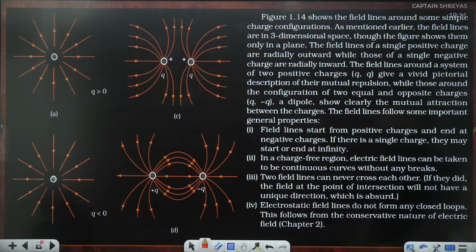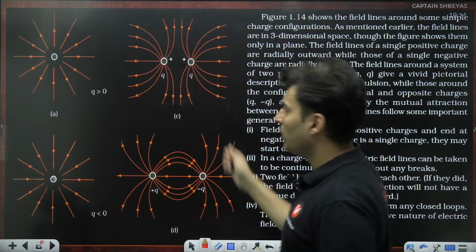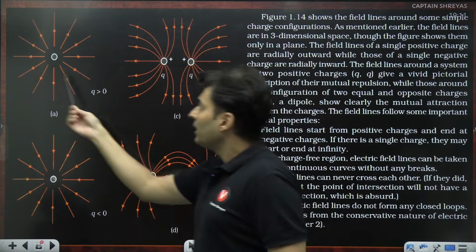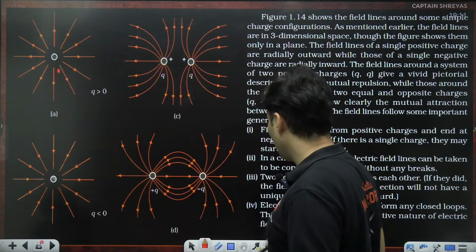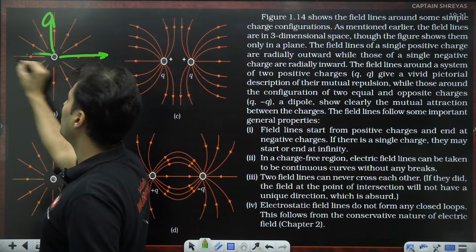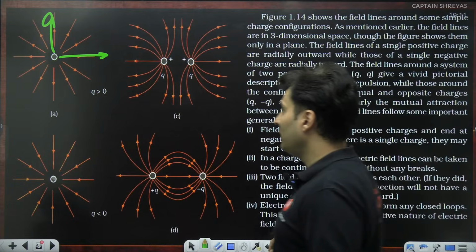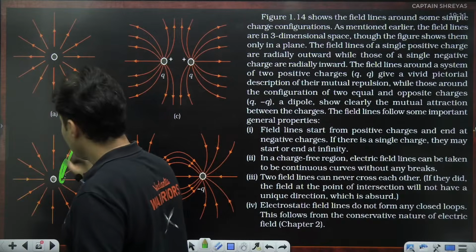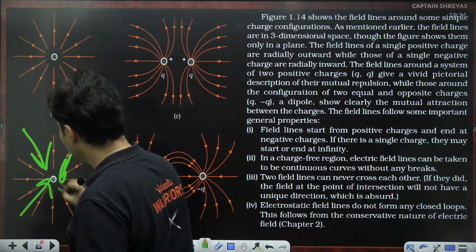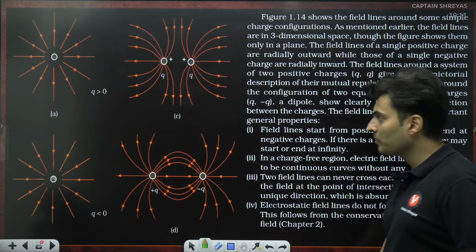Okay. Now, they have given some configurations and they have shown how the electric field lines act. Look at all these things, very, very straightforward. If you just have a positive charge, what will happen? All the electric field lines will tend to go outward, radially outward, exactly what you would expect. If it is a pure negative charge, you will see all the electric field lines will come radially inwards, isn't it?